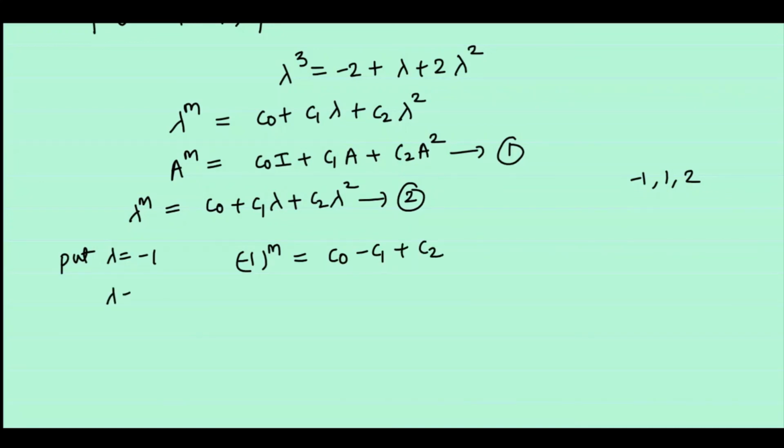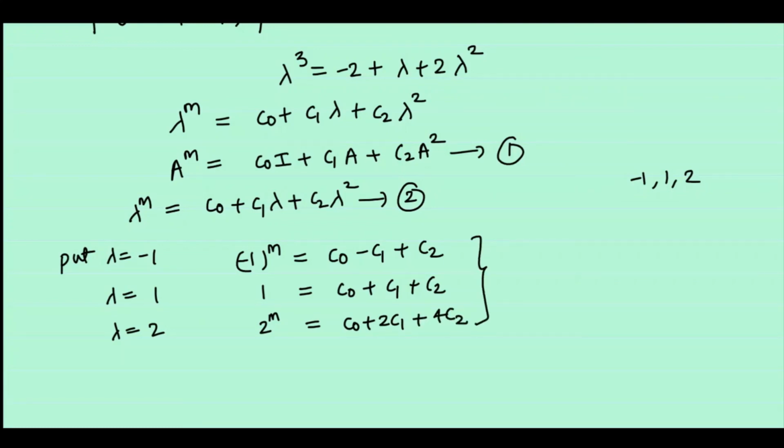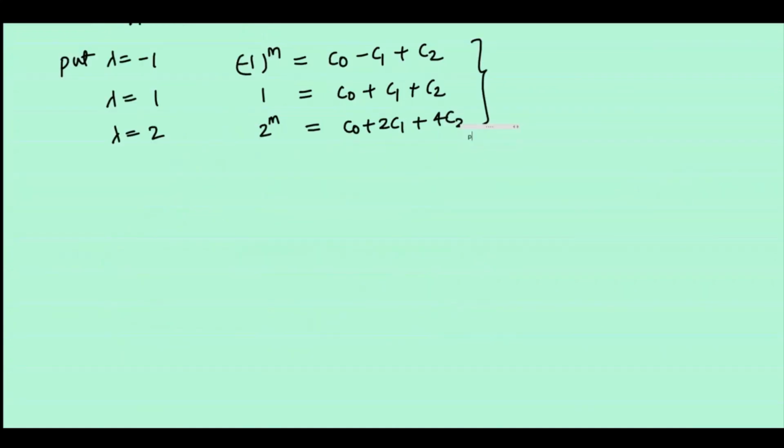Then put lambda equal to 1 in equation 2. So we will get 1 is equal to C0 plus C1 plus C2. Then put lambda equal to 2. So we will get 2 raised to m is equal to C0 plus 2C1 plus 4C2. Now we have to solve these three equations.